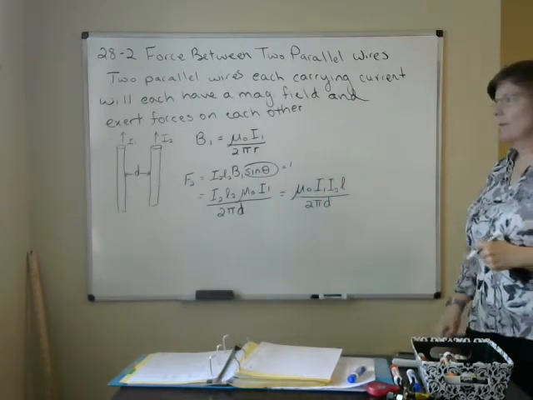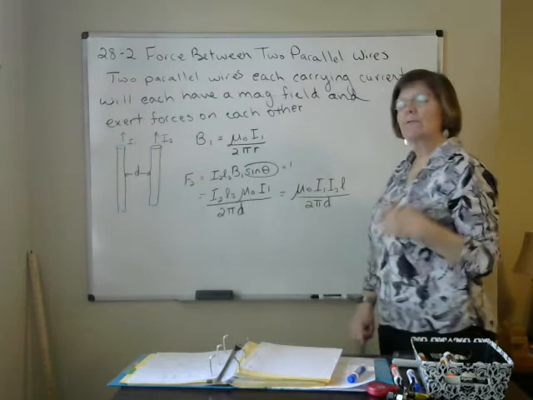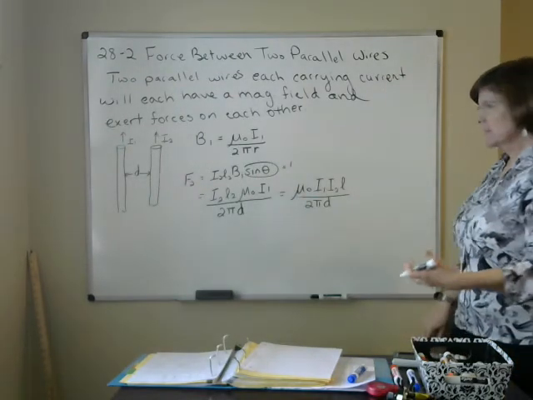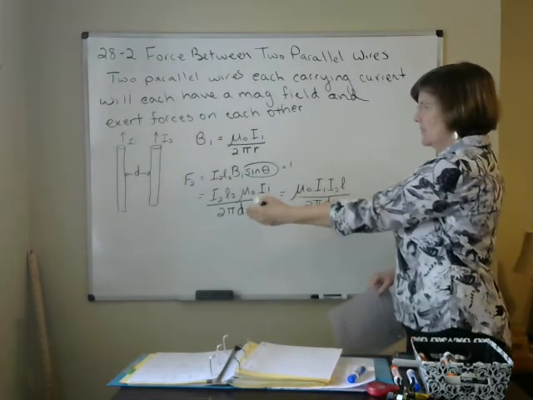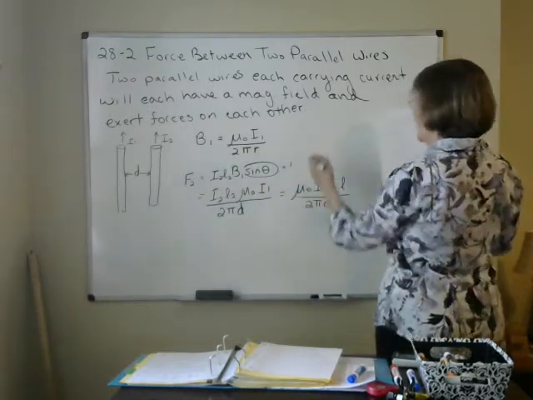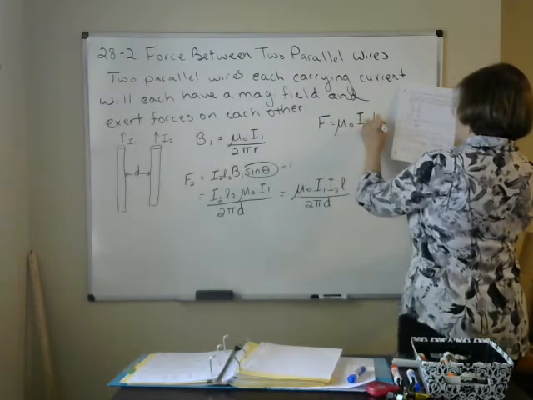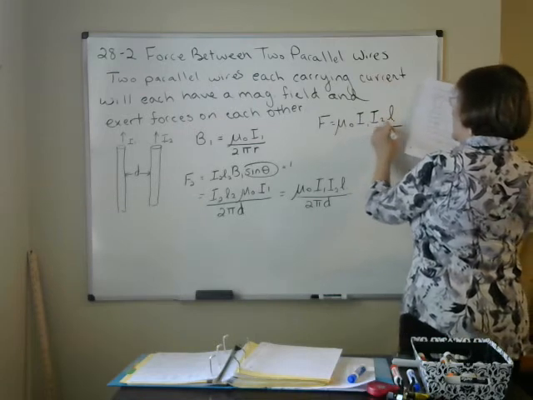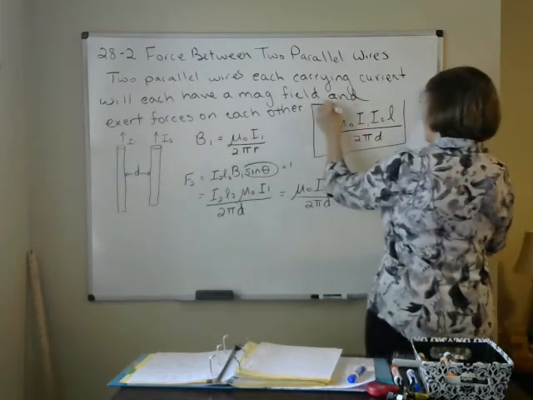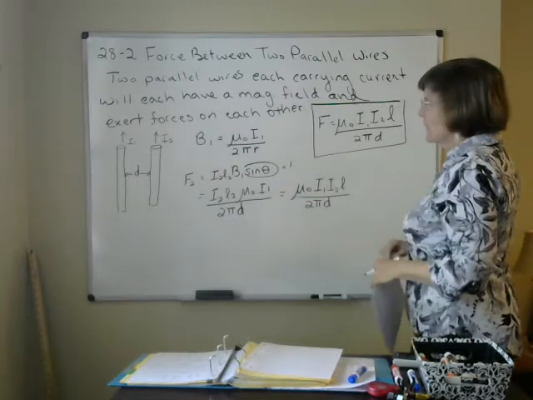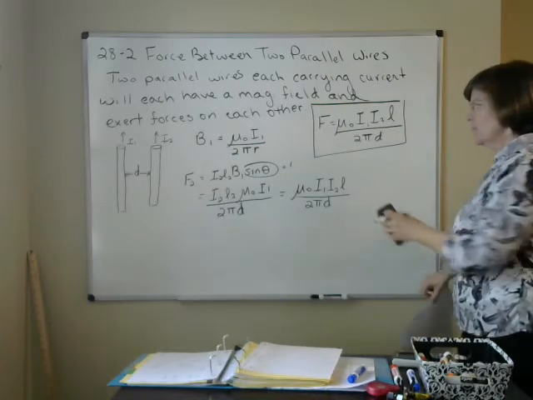Newton's third law says that the force that this second wire feels because of the first wire has to be equal to the force that the first wire feels because of the second wire. That tells me that the first wire is going to feel the same force. So really what we get to is a force in general for either wire, and it's mu naught I1, I2 L over 2 pi D, where D is the distance between them. This force is going to be attractive if the currents are in the same direction.